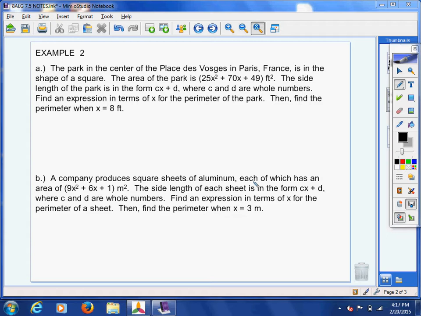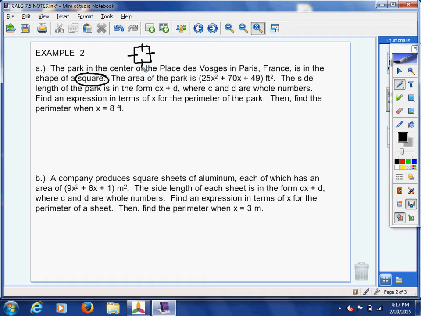Let me read it to you. The park in the center of the, I have no idea how to say that. It looks like place, but I'm sure it's something fancy like Place des Vosges or something in Paris, France, is in the shape of a square. Stop right there, circle the word square. What do we know about squares? All sides are equal. Perfect. That's important information. You should circle that.